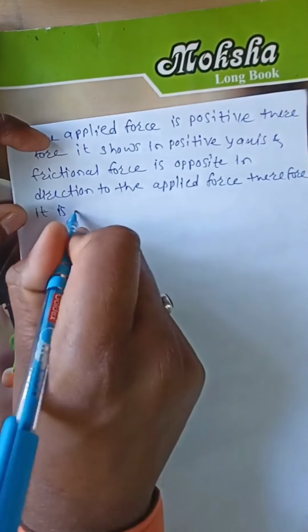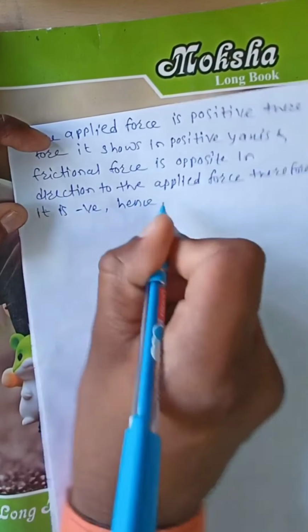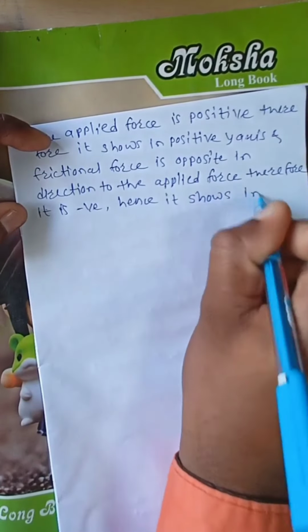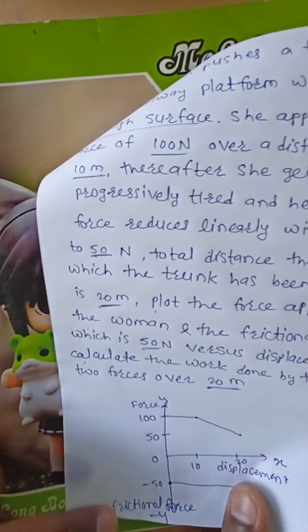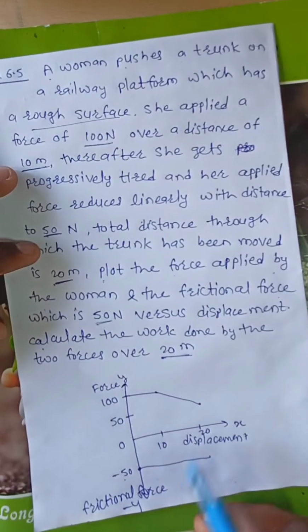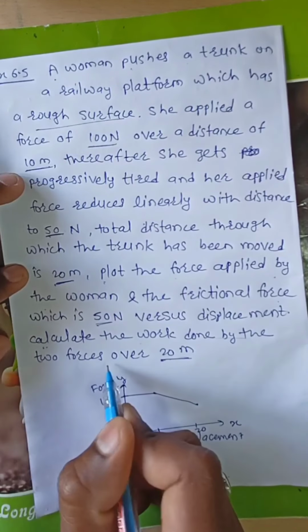Means the friction force is opposite to that of the applied force, therefore it is negative, hence it shows in the negative y-axis. Okay, the applied force is positive and the frictional force is opposite to that of the applied force, hence it can be shown in the negative y-axis. Now first question, this is about the graph. Now next question: calculate the work done by the two forces.